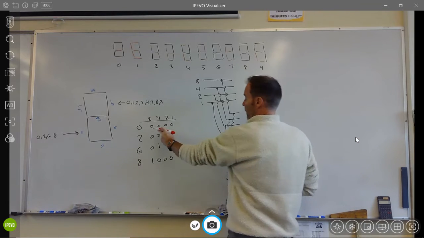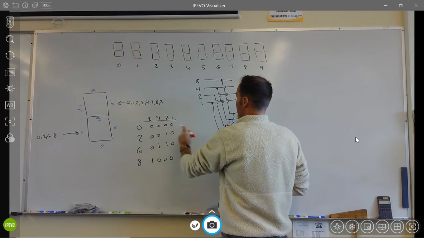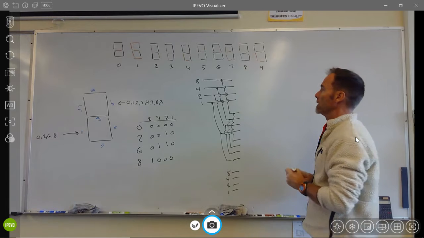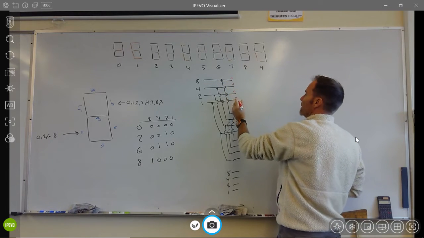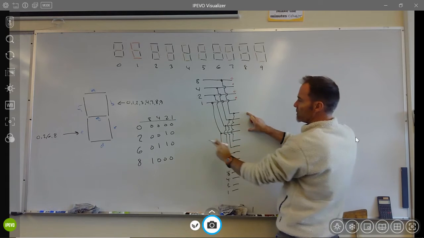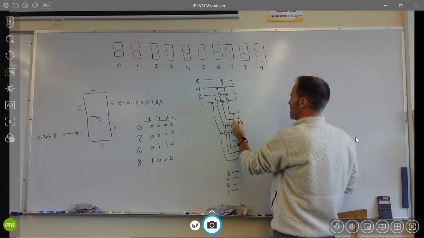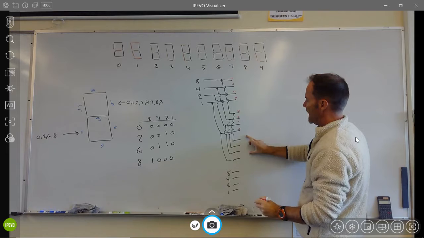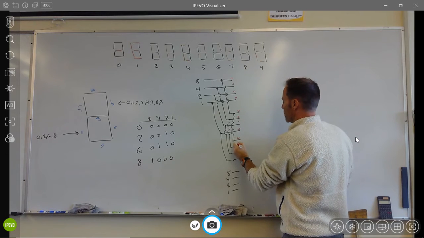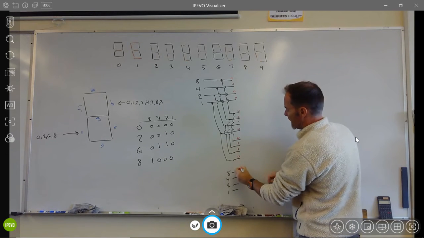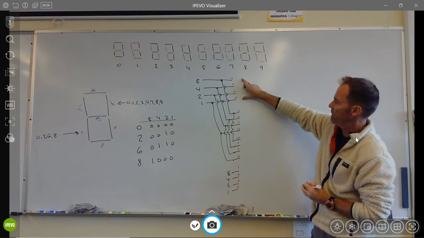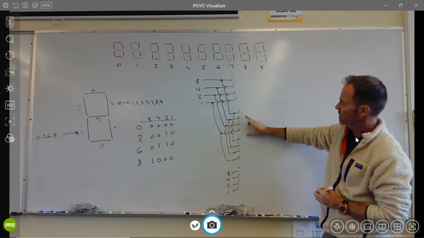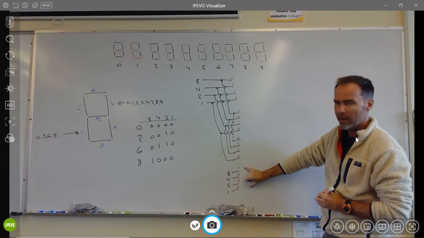So I want to light it up when it's 0, 0, 0, 0. So my goal: this guy is going to be 0, which is 0, 0, 0, 0. This guy is going to be for the 2, 0, 0, 1, 0. This guy is going to be for the 6, 0, 1, 1, 0. This guy is going to be 8, 1, 0, 0, 0. So basically I have 0, 2, 6, 8.